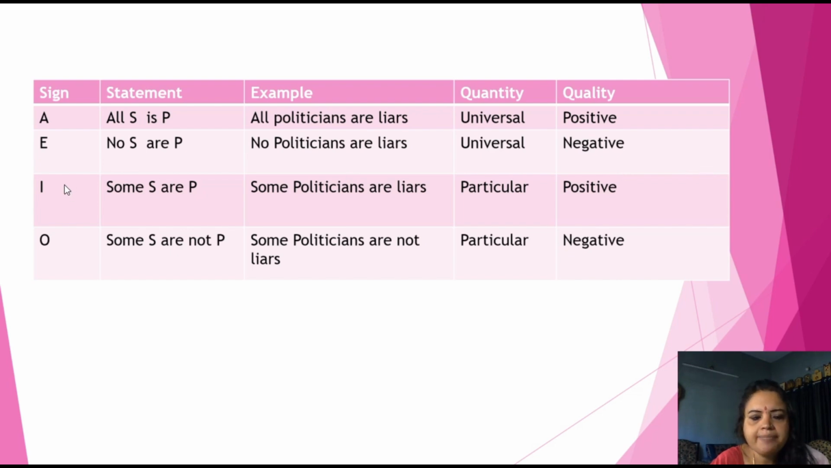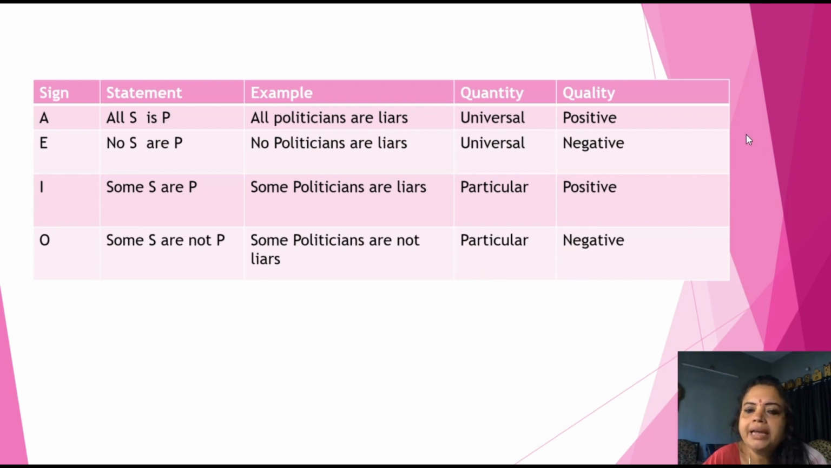Then we have I statement. I statement, every time it starts with some people, some S is P. So some means a particular number of people. So we call it particular positive. If we say some S are not P, it comes under the O type of preposition. So some politicians are not liars. So it is called particular negative.